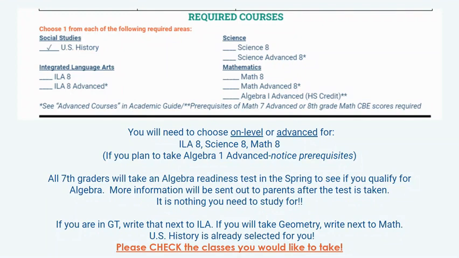If you are in GT, you can write this next to ILA on your course card as you use it as a worksheet. However, in HACC, we will add that at the district level after we're done with registration. So you will not be able to pick GT-ILA in your HACC. If you take geometry, same thing. You can write this on your paper. We will add that in for you later. It's not a choice for 8th graders on HACC at this time. U.S. history is already selected for you. So on your paper, you can select the classes you want to take. It'll make it much easier when you add your classes on HACC.